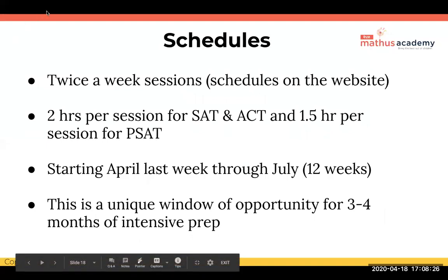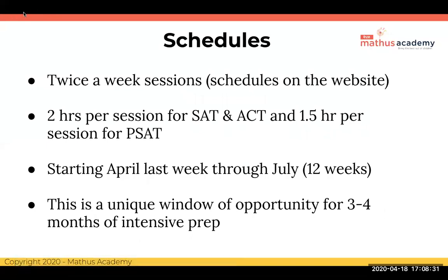Schedules: all the schedules are on the website. I'm going to open that in a minute. The classes are twice a week, and for SAT and ACT it is 2 hours per session. So 2 sessions of 2 hours per week. That is 4 hours per week over a 12-week period, about 48 hours of classroom instruction, not counting the homework and practice that the students have to do outside, and 1.5 hours per session for PSAT. Classes are starting a week from Monday, the April 27th week.